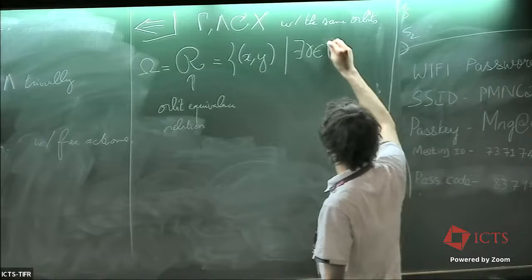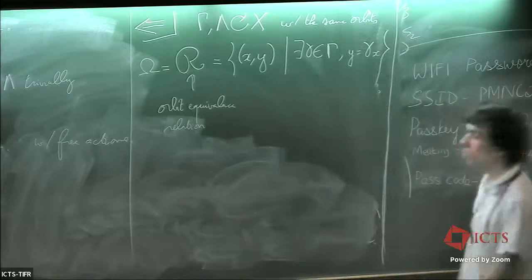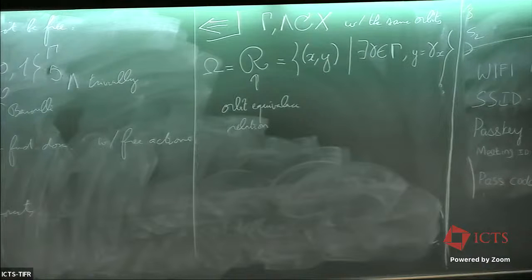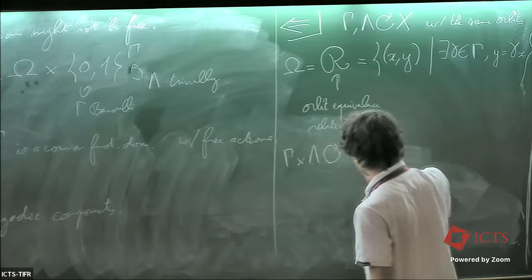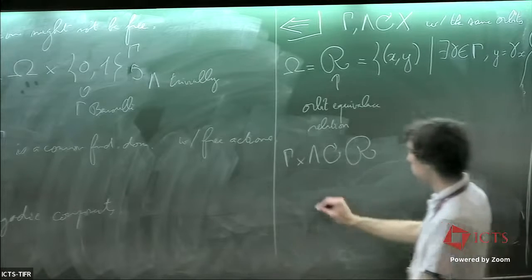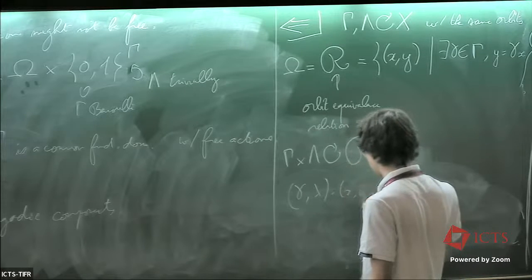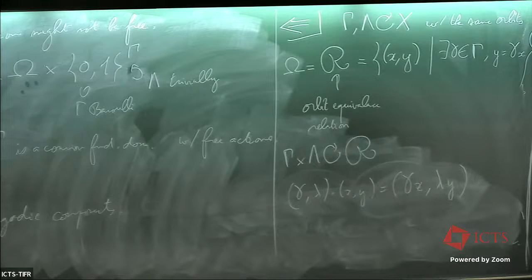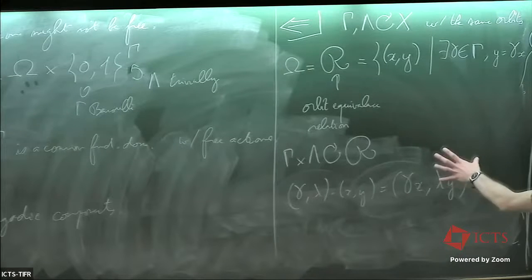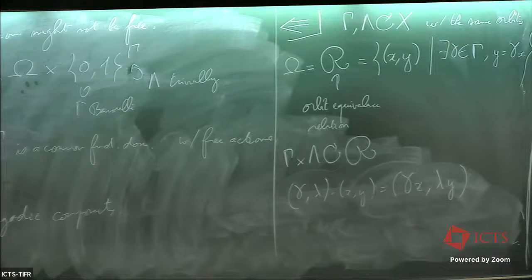Where, for example, there exists gamma in gamma so that y is gamma x. This is the equivalence relation on the space X that gives you the orbit of any of the two actions. And now you have an action of the product on R, where essentially you let gamma act on the first coordinate and lambda act on the second. And you can check that this gives a measure equivalence coupling where the quotient actions are X on both sides.